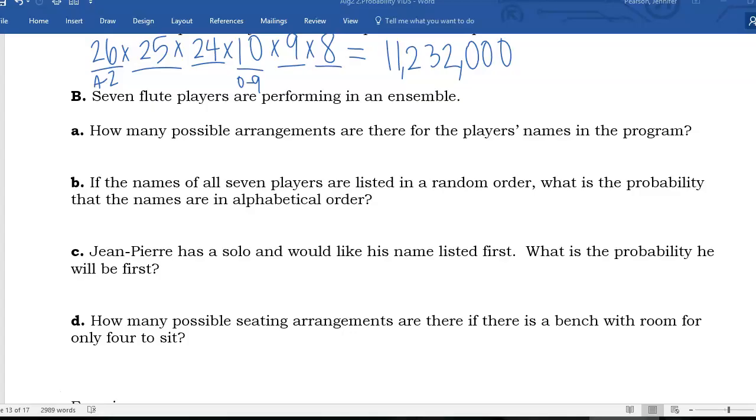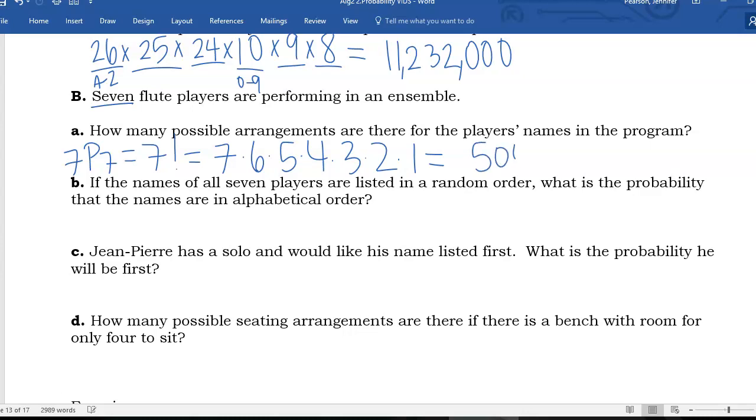Okay, letter B. 7 flute players are performing in an ensemble. How many possible arrangements are there for the players' names in the program? We have 7 players, and we want to use all 7 of them. So this is 7P7, also known as 7 factorial. We have 7, 6, 5, 4, 3, 2, 1 ways to arrange those people. Looks like 5,040.